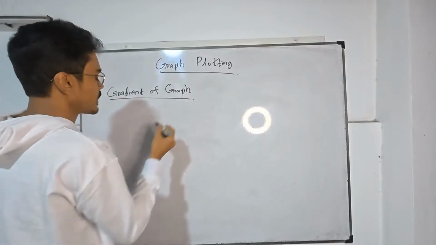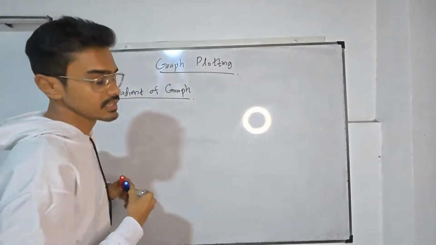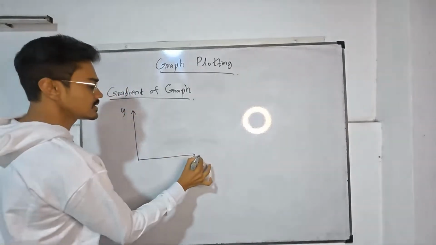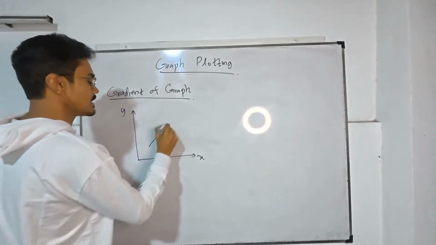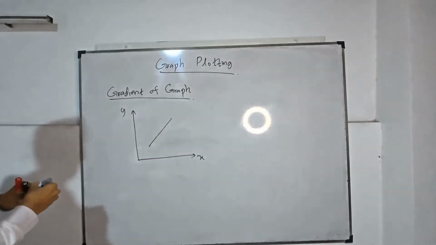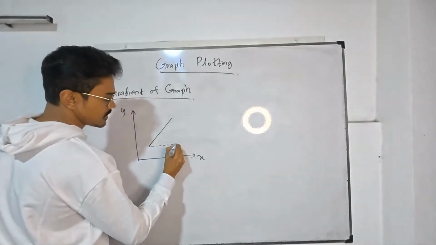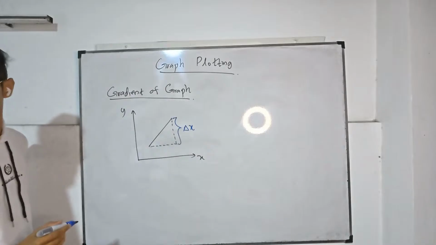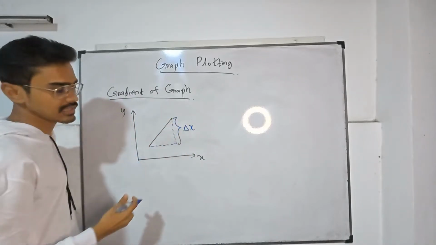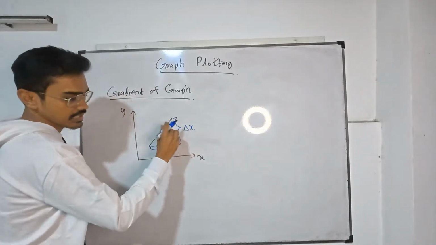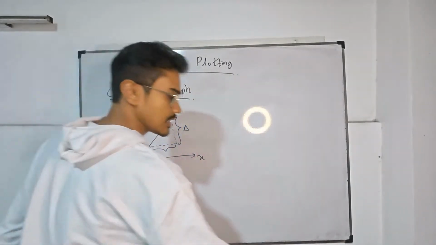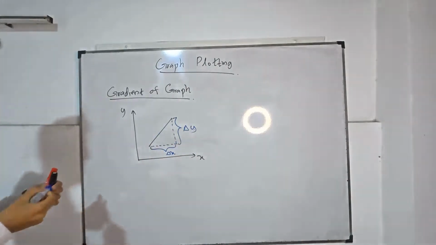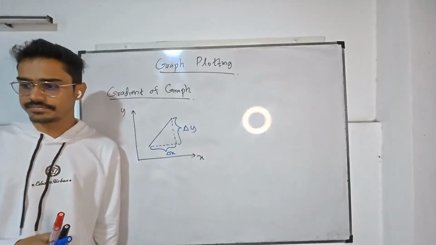Gradient of a graph. Look at the board. Let's say we have a graph of phi and x like this. If I extend these two, this is the difference of x in this graph, delta x. And this height is delta y. This length is the difference of x, and this height is the difference of y.